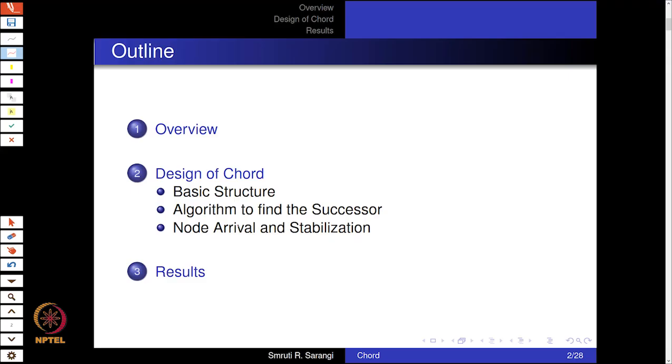So the lecture will go like this: overview, design of Chord, the basic structure, the algorithm to find the successor, node arrival and stabilization, and finally the results.